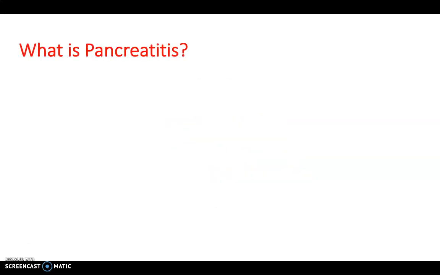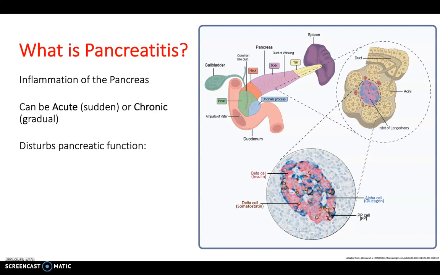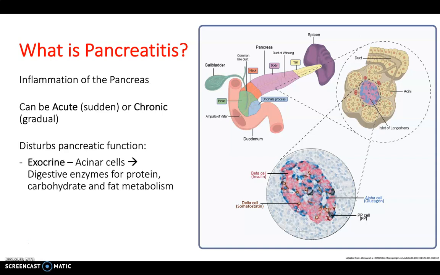So, what is pancreatitis? Anything ending with itis, you think inflammation, and hence inflammation of the pancreas. And pancreatitis can be acute or chronic. And as you can imagine, it disturbs the normal function of the pancreas. These include the exocrine function, which is carried out by the acinar cells, and these produce the digestive enzymes for protein, carbohydrate, and fat metabolism.